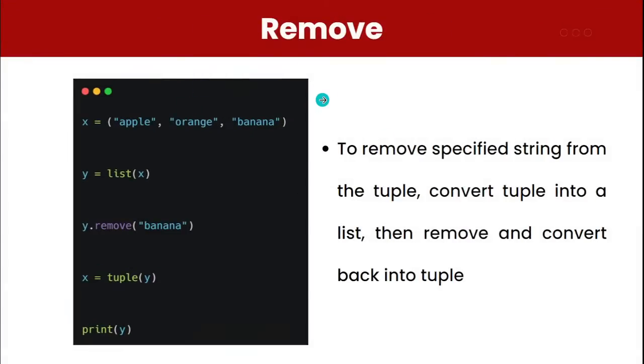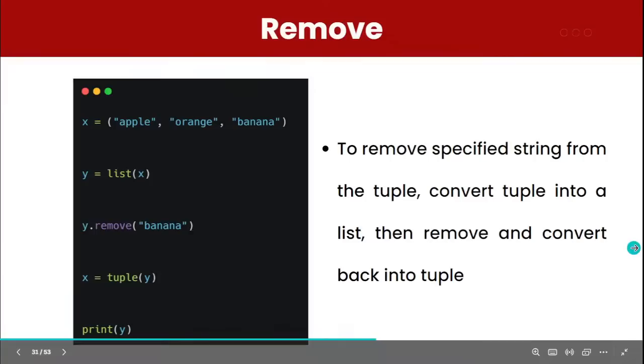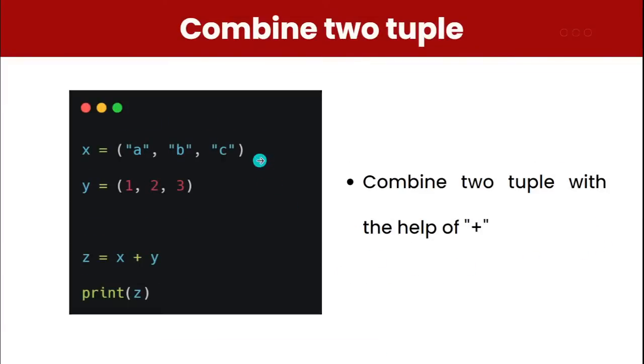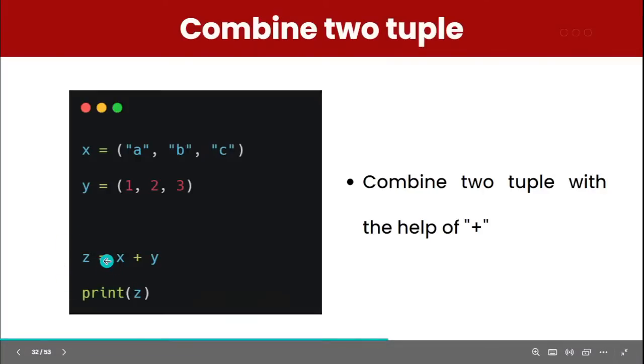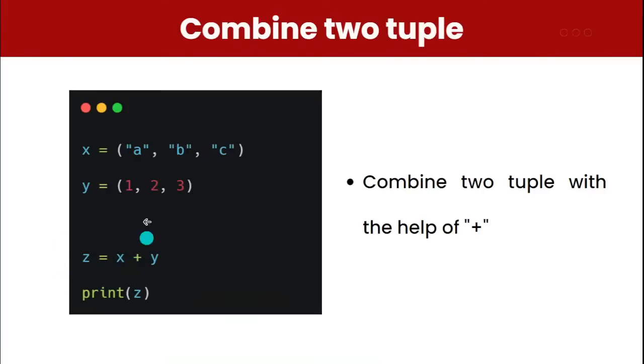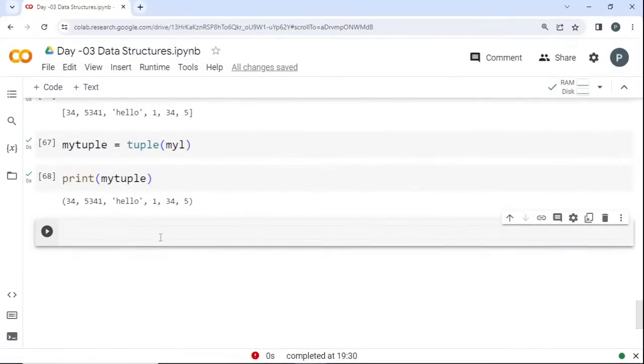In the same way, if you want to remove something, in a tuple it's not possible. So you can convert it into a list and then remove the element which you want, or pop it, and then come back and turn it into a tuple. To combine two tuples, you assign a new variable and use the plus operator to combine these two tuples. So we'll try to do that.